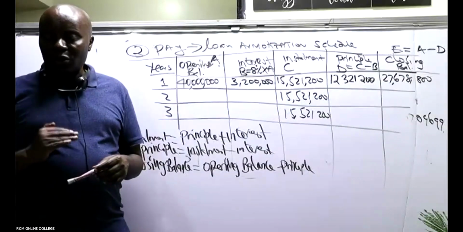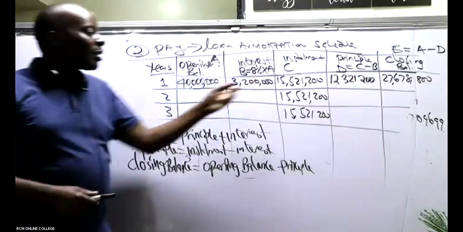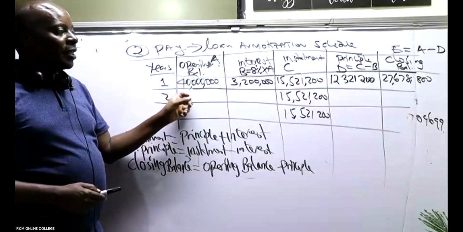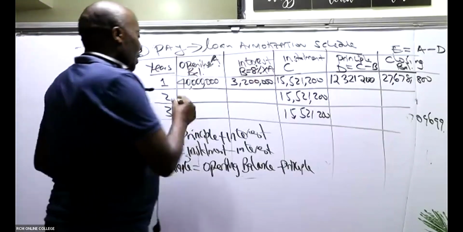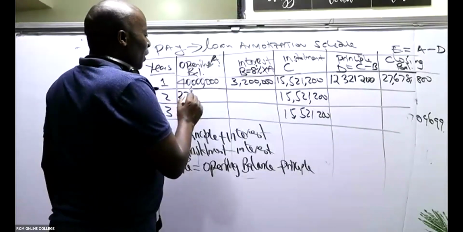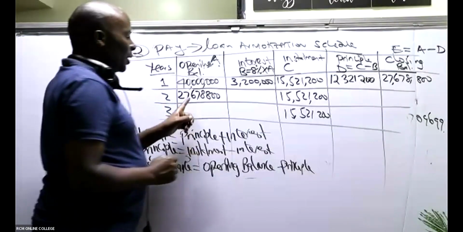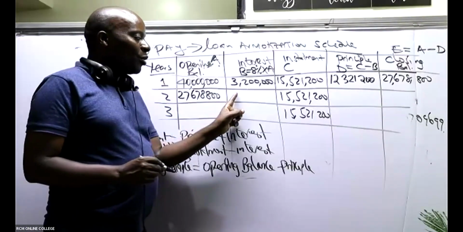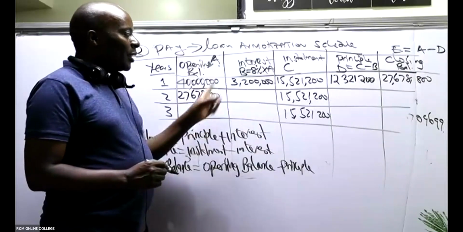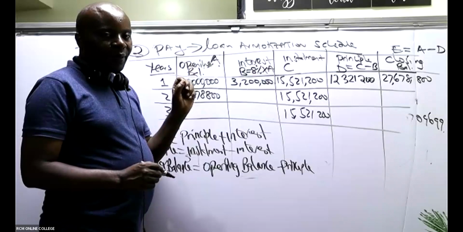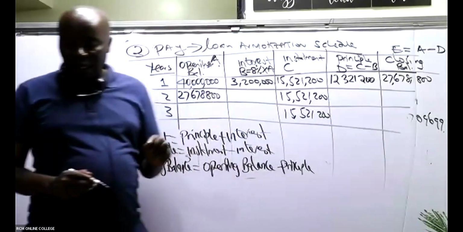The opening balance of year number 2 will be the closing balance for year 1. So we bring this closing for year 1 down here. This is what we start with, the closed with it there. We shall open with it here. So we have here 27,678,800. Now this is the amount that we shall use to charge you year 2's interest. So you take this one times 8%, because always interest will be levied on the opening balance.